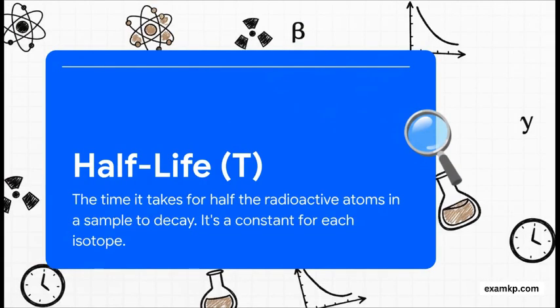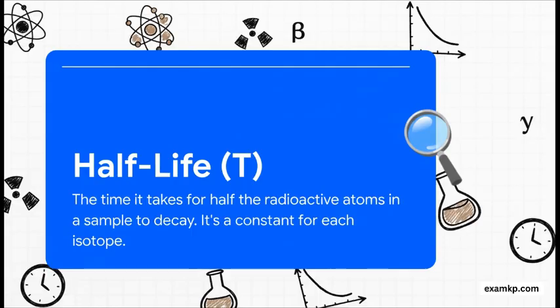Now, for a topic that is pretty much guaranteed to be on your exam, half-life. It's exactly what it sounds like. It is the specific amount of time it takes for exactly half of a radioactive sample to decay into something more stable. And the key thing is, this time is a constant. It's like a unique fingerprint for every single radioactive isotope.